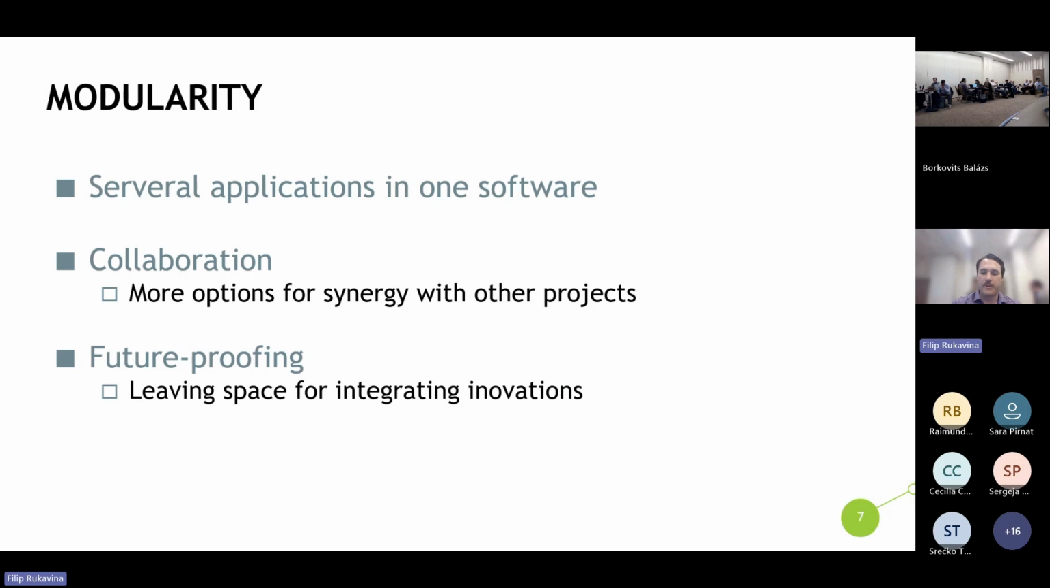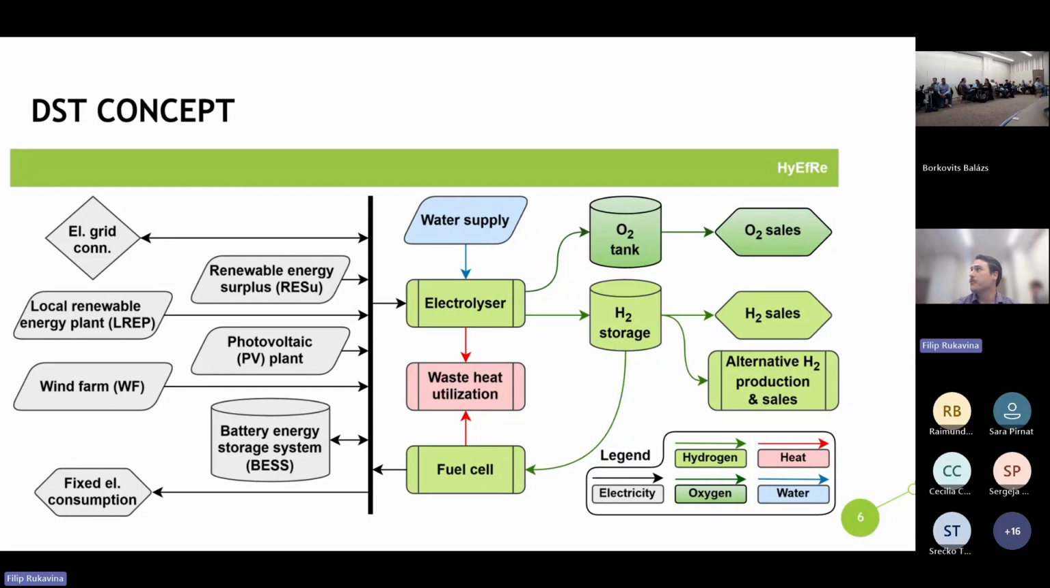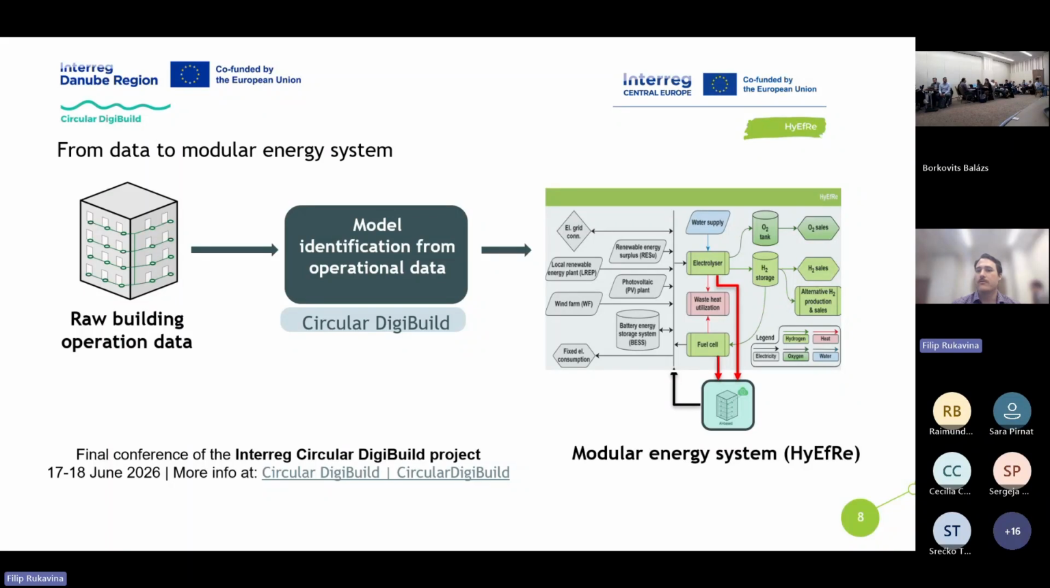Well, you can merge multiple projects, synergies within each other. So we can use inputs from other projects in this tool as well. And also for future proofing, this modularity leaves space for integrating innovations. Like, for example, in the future, we might also need some new component, some new technology that might be viable, that is on the market, and we could just simply add it into the tool along with the rest of the components.